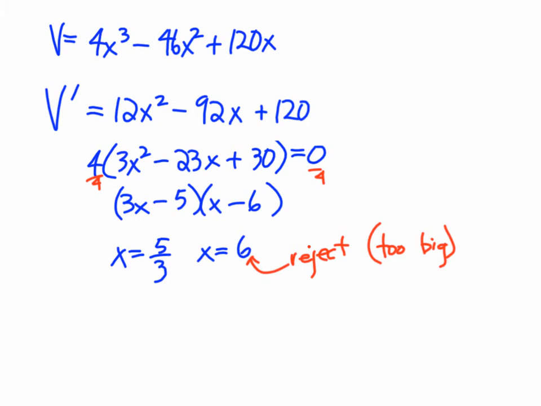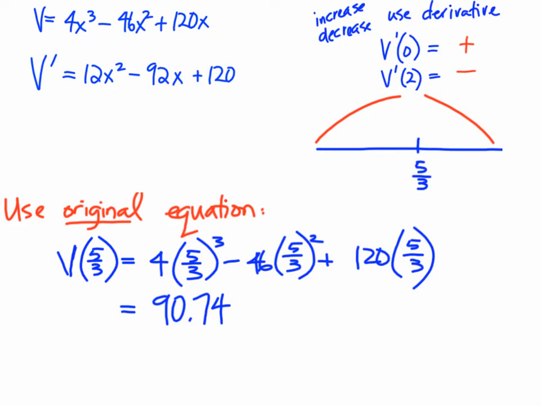Now it says that I want to produce a box of maximum volume. State the maximum volume of the box. So I have to look to see if 5/3, my critical number 5/3, actually is a maximum point. So if I'm looking to see if it's a maximum point, then I need to plug it back into the equation. If I plug 5/3 back into the original equation, I get a volume of 90.74.